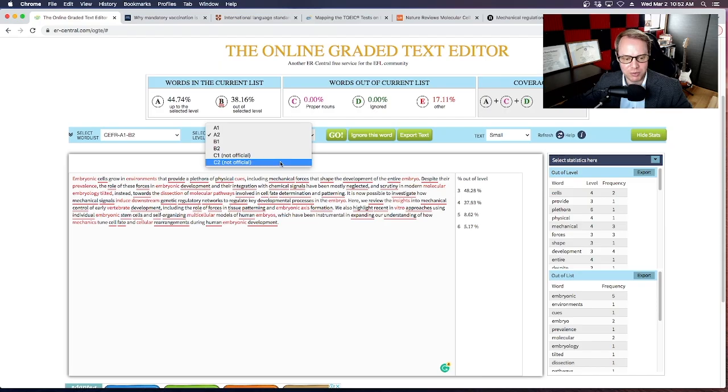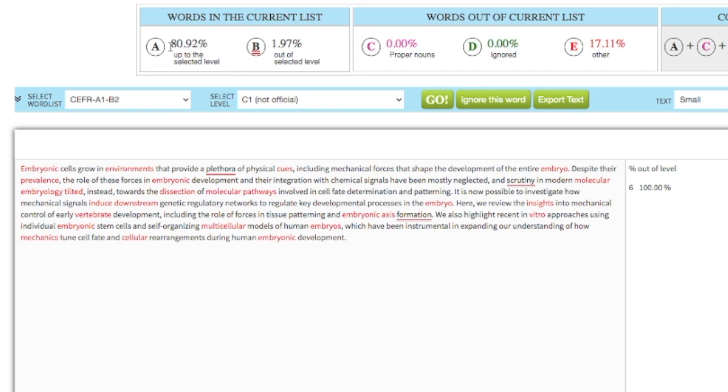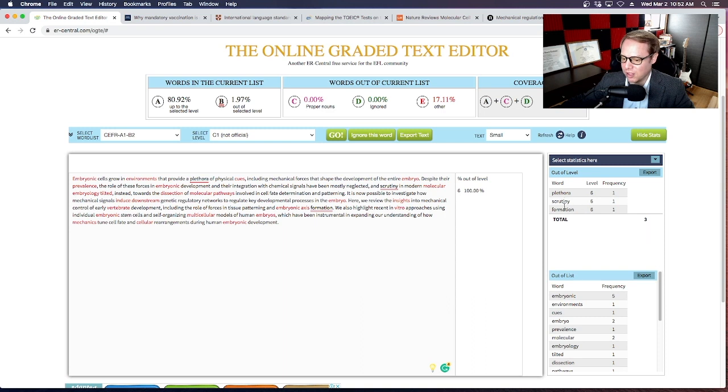But if we were to go up to a C1, which is closer to native level, native English, right here, we can see that we've got 80% going up to the selected level of C1, and just under 2% is outside of the selected level. And we can see the words that are outside of the C1 level.